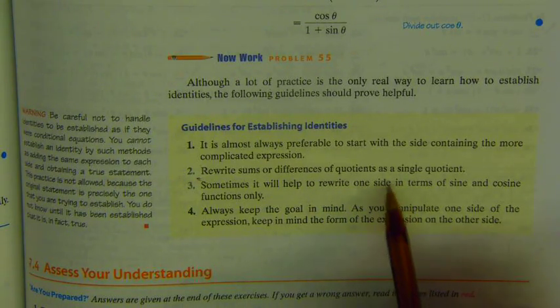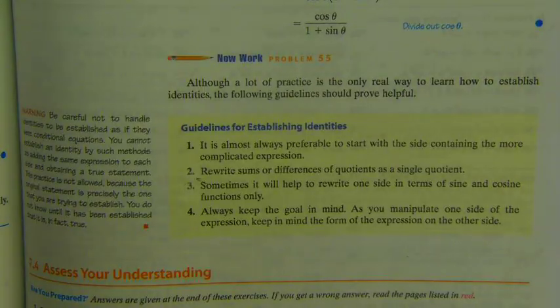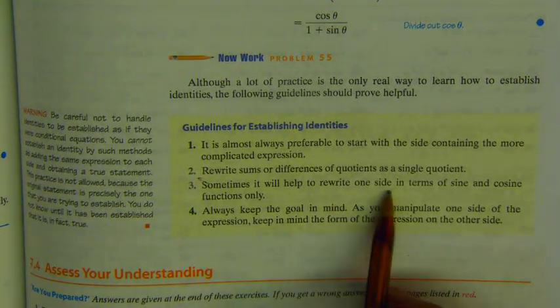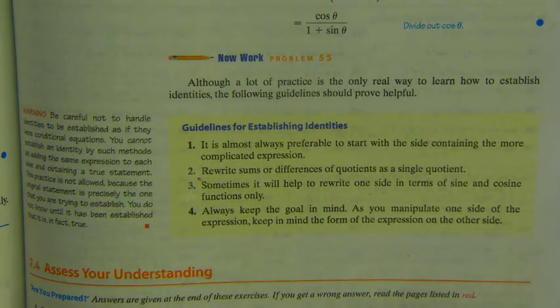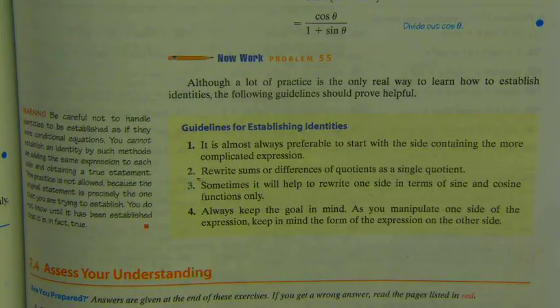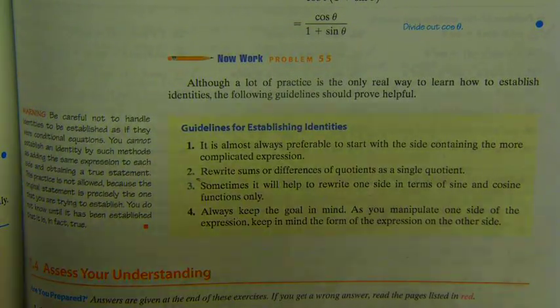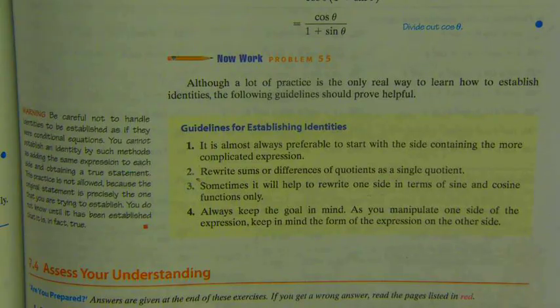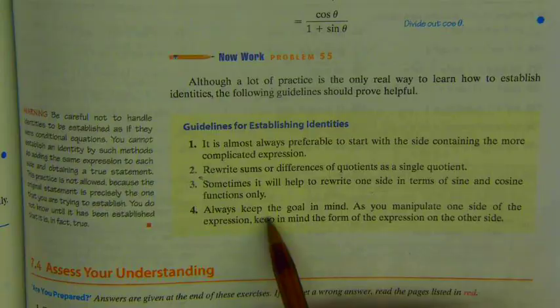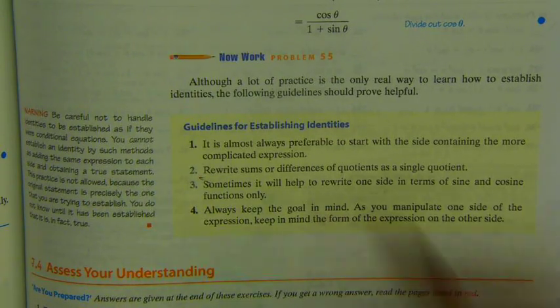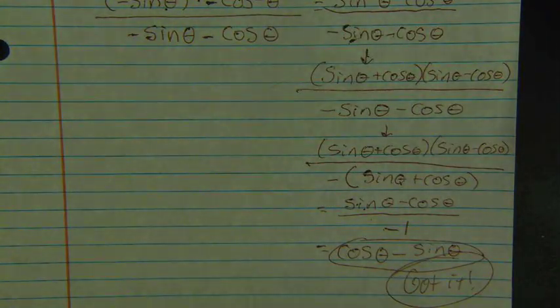So if you have fractions being added or subtracted, it's usually helpful to put that together and just make it one fraction. Okay? Sometimes it will help to write one side in terms of sine and cosine functions only. So if you got a bunch of different stuff like secant and cotangent and cosecant and all those things, and there's just too many different things going on, sometimes you write it all as sine and cosine, and that might help you figure out what to do. And of course, just always know as you're working, where are you trying to get? Okay? Because as you start, you usually don't know how you're going to get there. So always take a look at it as you're going.